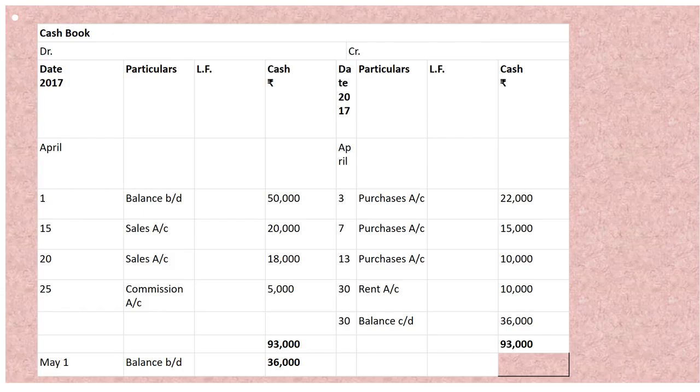Fine. So now see, on April 20th, sold goods to Raghunath Nandan for cash. So on April 20th, it will be considered as to sales account with rupees 18,000. On April 25th, received commission, to commission account with rupees 5,000. And now paid rent on April 30th, so by rent account with rupees 10,000.